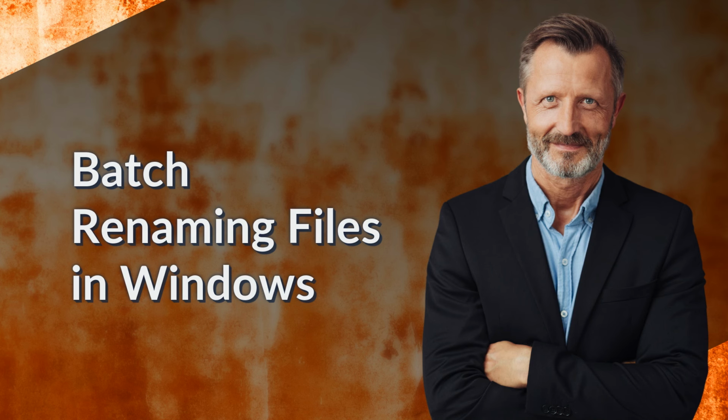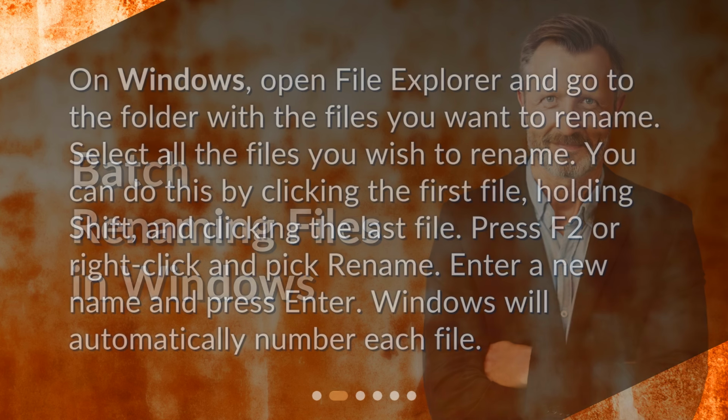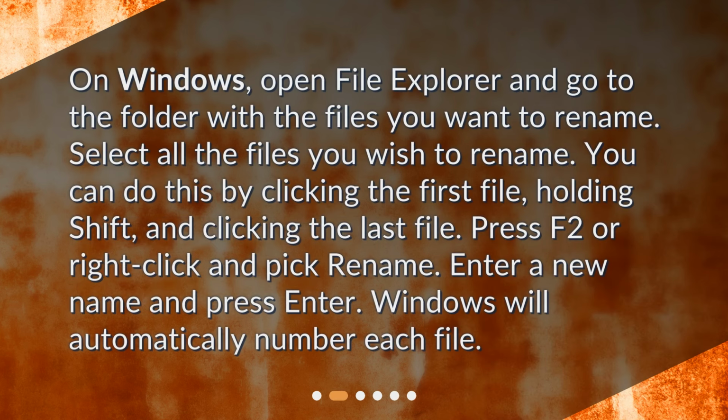Batch renaming files in Windows. On Windows, open File Explorer and go to the folder with the files you want to rename. Select all the files you wish to rename. You can do this by clicking the first file, holding Shift, and clicking the last file. Press F2 or right-click and pick Rename. Enter a new name and press Enter. Windows will automatically number each file.